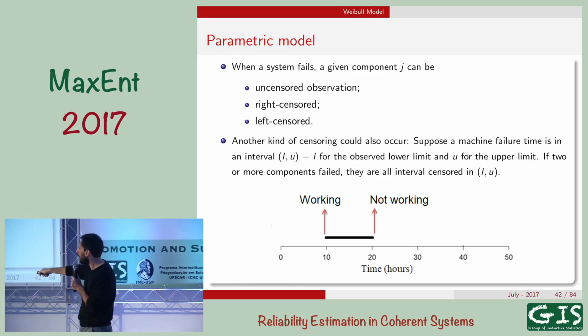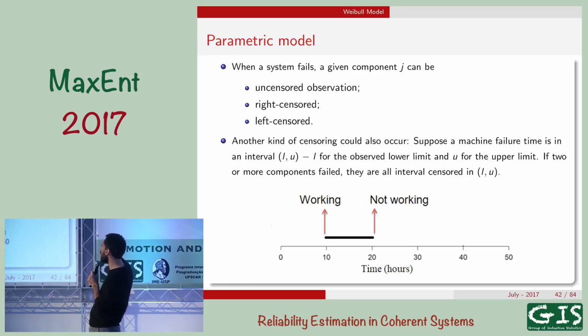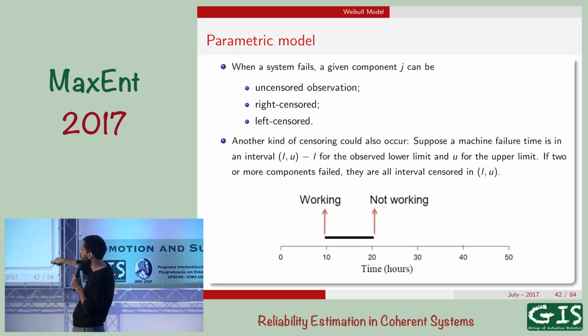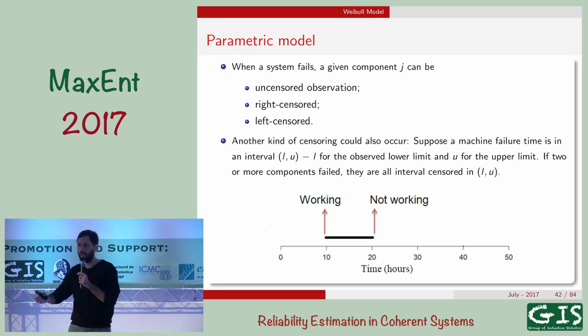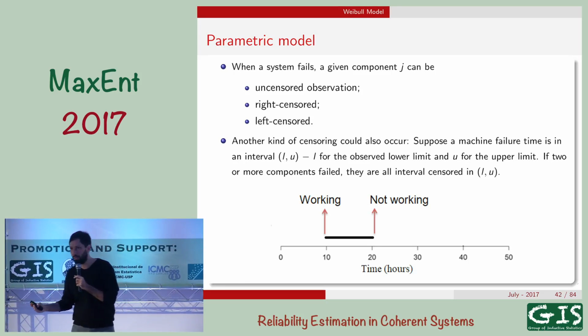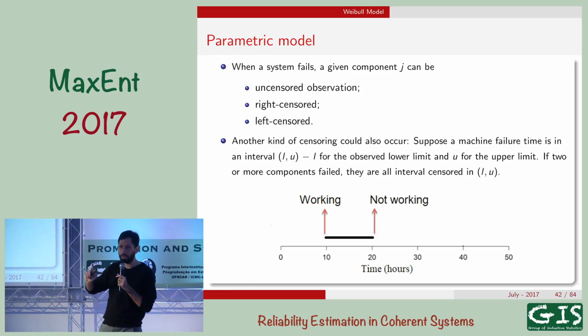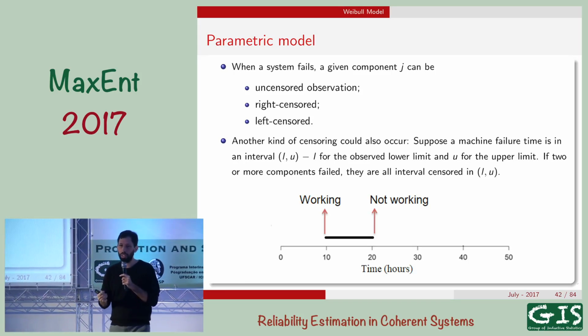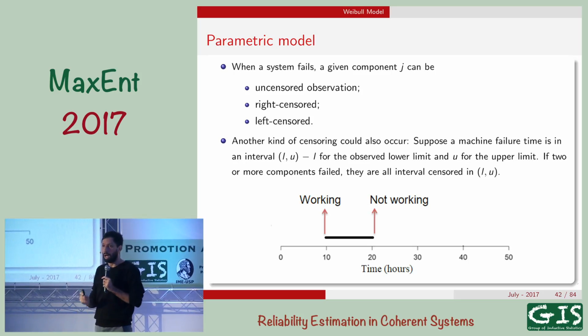For example, I put the system to work and the component is working until some time, and I know that it's not working after some time. I know that the failure of this component is somewhere between 10 and 20 hours. This is a kind of interval censor. I know a lower bound and an upper bound for the failure of this component. We don't have it exactly in this way for reliability, but with this idea, we can call a right censor problem an interval.